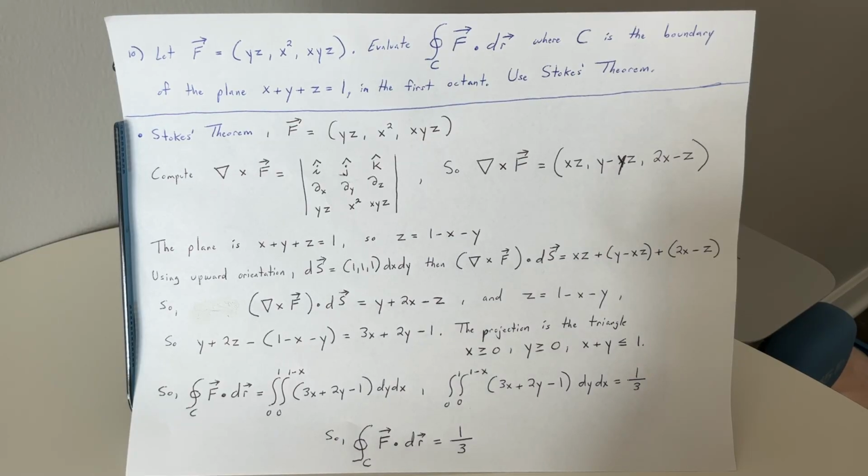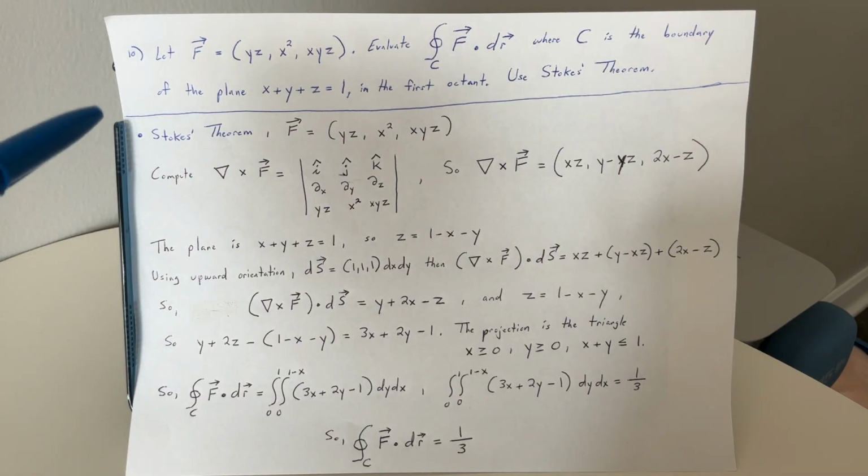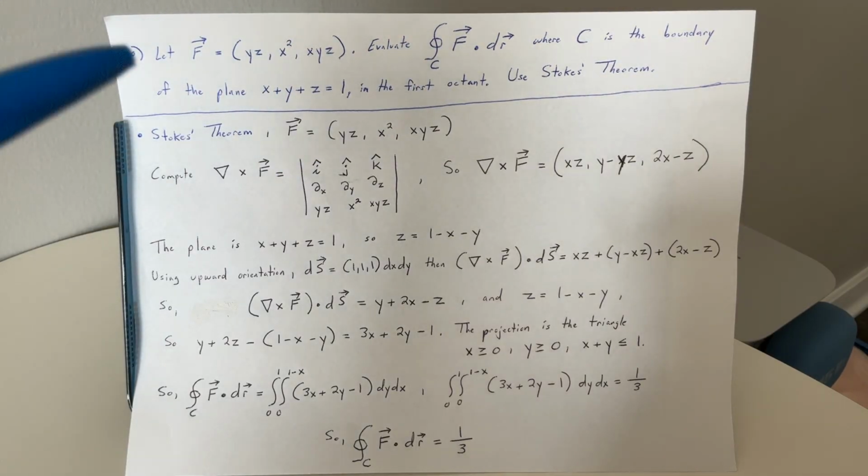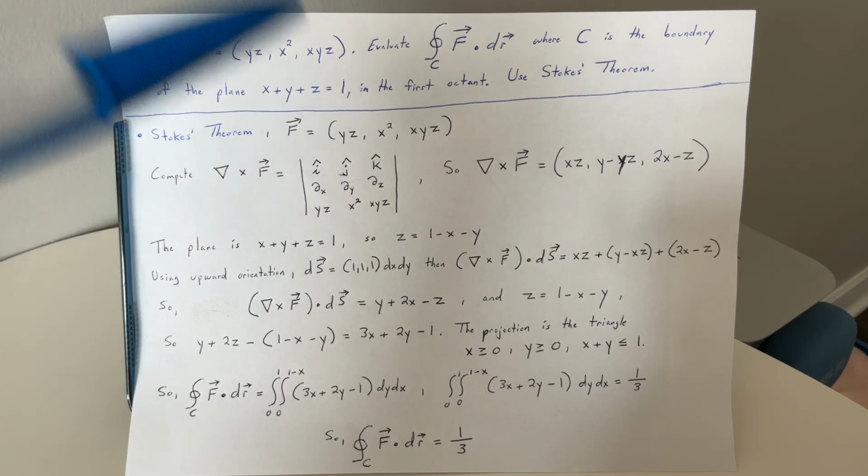So this is part 4 of Advanced Engineering Mathematics, number 10. The practice final exam number 10. Let f equal yz, x squared, xyz. We're going to evaluate the closed line integral of f dotted with dr, where C is the boundary of the plane x plus y plus z equals 1 in the first octant.